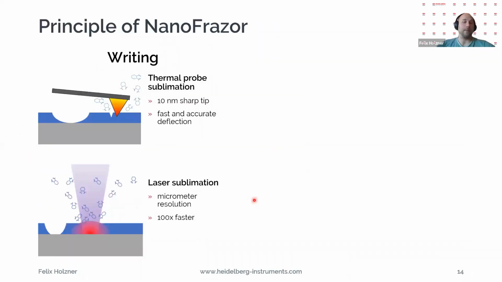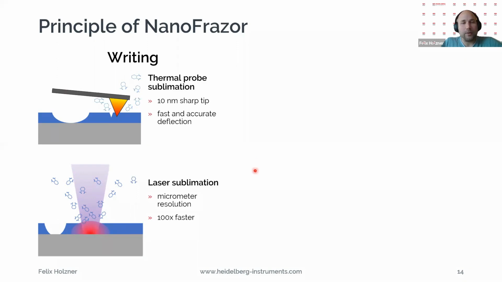But then in the end, for writing, we use this nanoscale tip, fly over the surface, remove the material, and then you have your pattern in your resist. The Explorer machine also has a laser integrated, so you can do the same approach with a focused 405 nanometer laser, just to speed things up if you do micrometer structures.